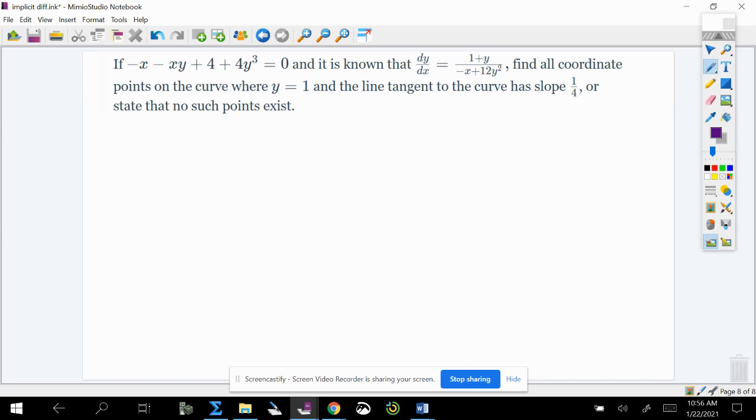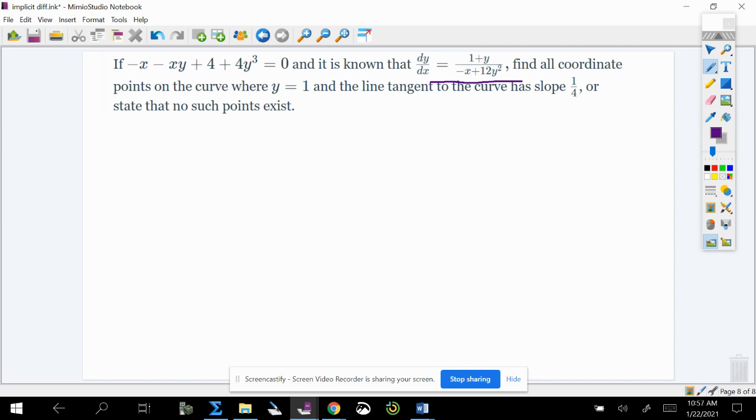Here's another thing they could ask you to do. They could ask you to take an implicit equation where they're actually telling you the derivative. So this is kind of nice. They save you all those steps of finding the derivative, but they're going to ask you to do something different. They want to know all the coordinate values where y is 1 and the slope is 1/4, or say that there aren't any points like that.